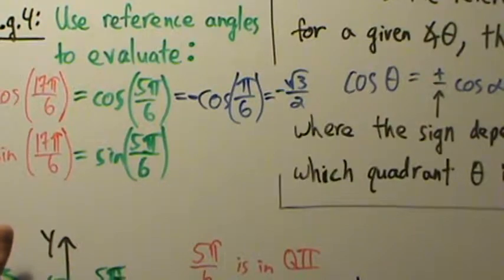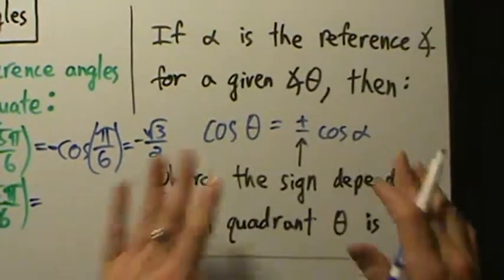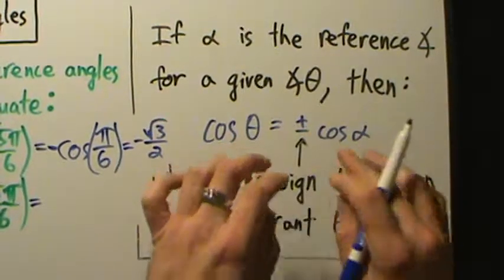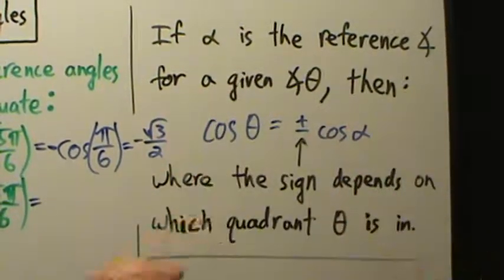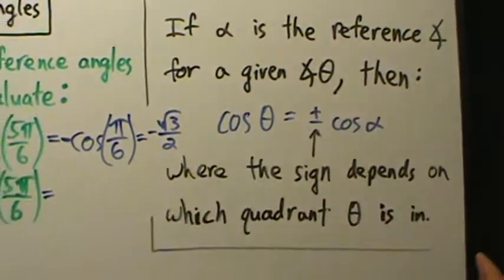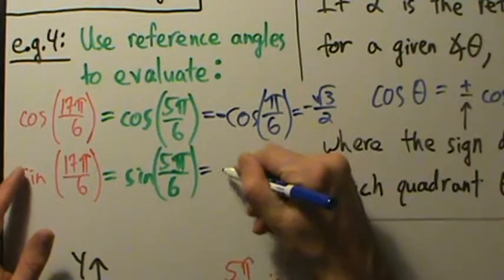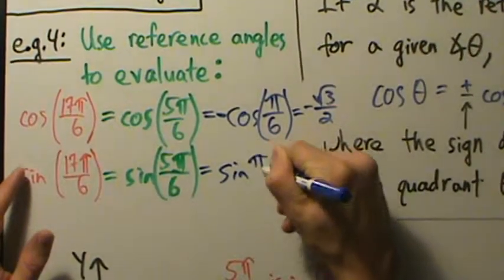Okay, so that's that. And then what about here? Well, sine of 5 pi over 6. So remember, this is true for all 6 trig functions. It's not just cosine. Okay, we wrote it in terms of cosine, but it's also true for the other 5 trig functions. So it's true for all 6 of those trig functions: cosine, sine, tangent, cosecant, secant, and cotangent. Okay, so then this equals the sine at the reference angle.